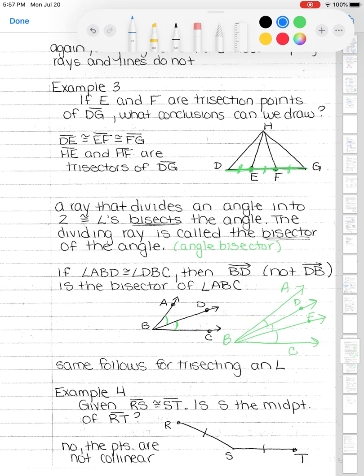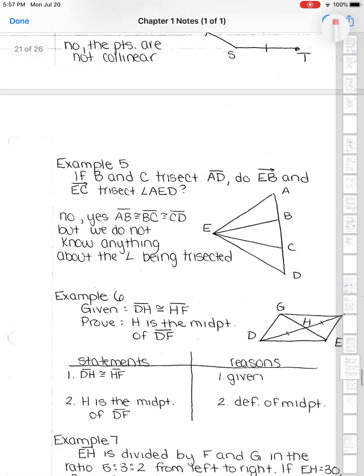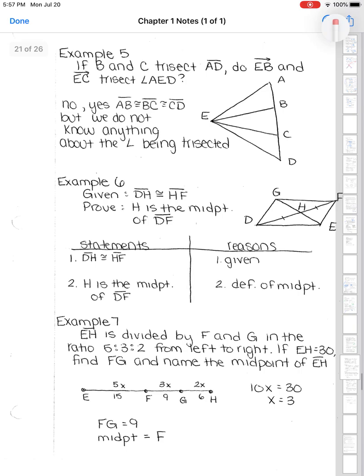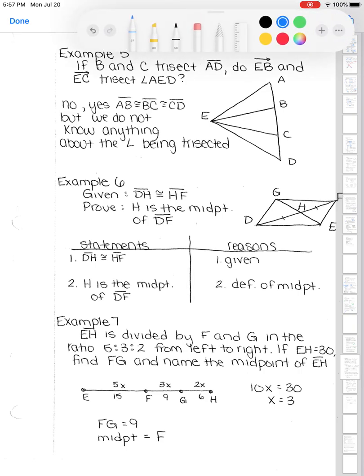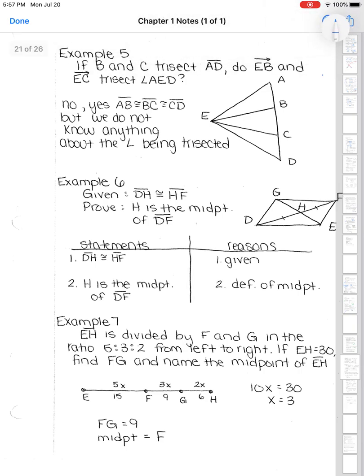All right, example number 4. Says, given that RS is congruent to ST, is S the midpoint of RT? Just by looking at it, yes, we see that RS is congruent to ST, but in order for something to be a midpoint, they need to fall on the same line. In order for them to fall on the same line, S would have to be between them, and they do not. So the points are not collinear, therefore you cannot say that S is a midpoint.